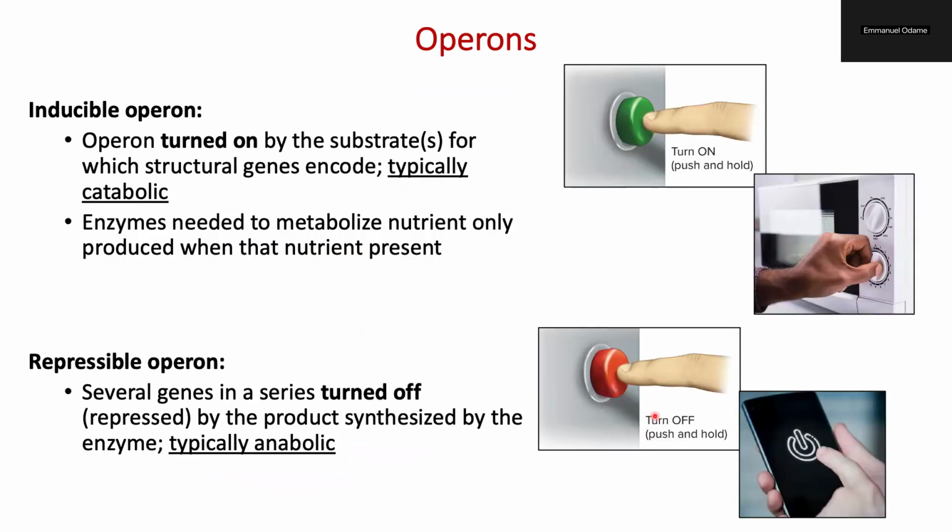So now let's talk about how operons work. We have two types: inducible operons and repressible operons. Inducible operons work in this manner. The operons are turned on by the substrate for which the structural genes encode. That's basically what I explained earlier: the regulatory region codes for certain proteins and then it activates it. Enzymes needed to metabolize the nutrient are only produced when the nutrient is present.